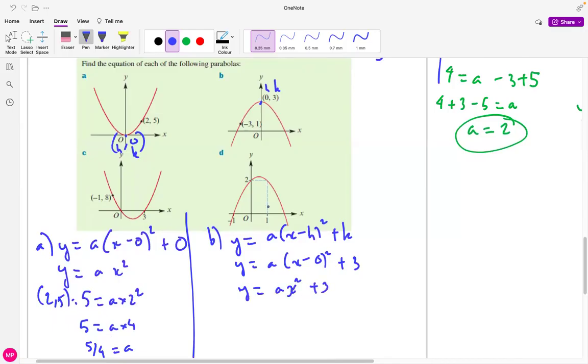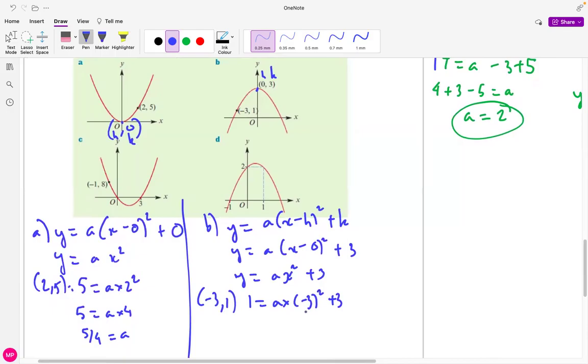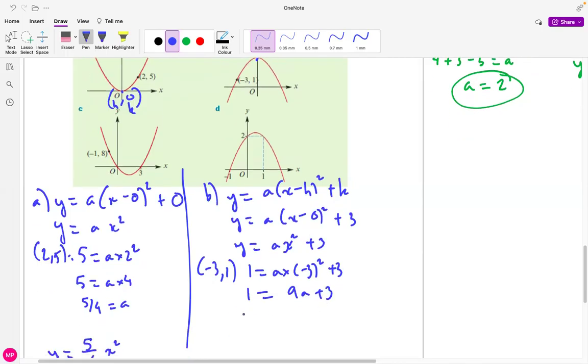Then I do the same thing. I substitute -3 and 1 in. So I have -3 and 1. 1 equals a times -3 squared plus 3. -3 squared is 9. 9 times a is 9a, plus 3. Then 1 minus 3, -2 equals 9a. You would have a equals -2 over 9. So the equation will be y equals -2 over 9 x squared plus 3.